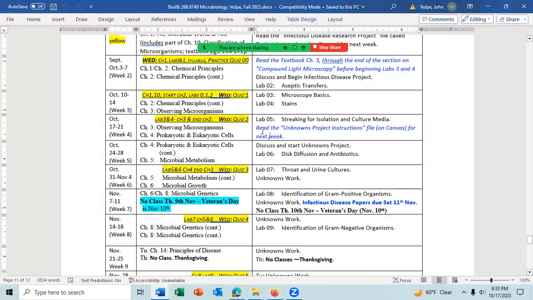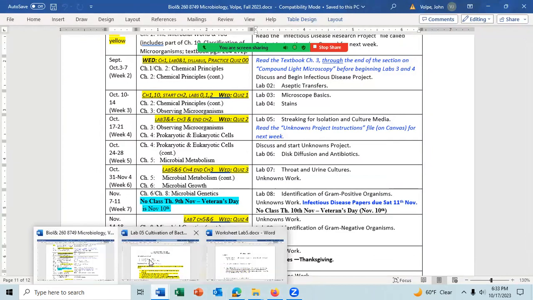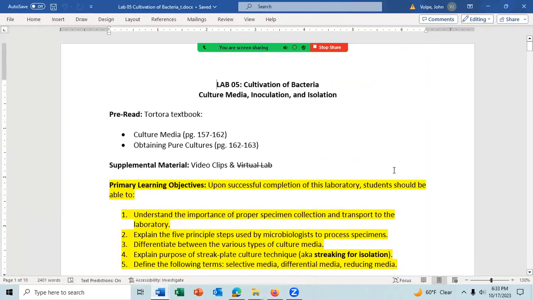So let's begin Lab 5. Lab 5, the cultivation of bacteria, culture media, inoculation, and isolation. There is some reading in the textbook, but not very much. A few pages on culture media and a few pages on obtaining a pure culture.